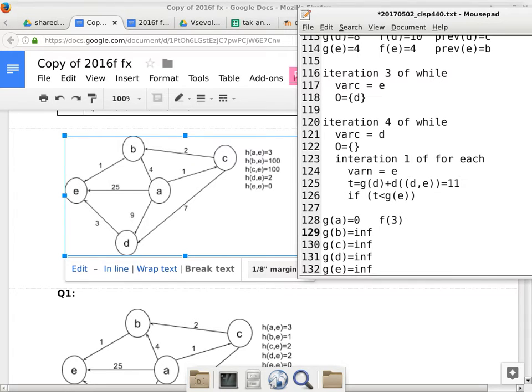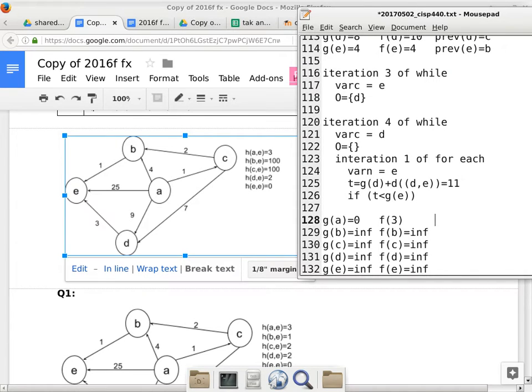All of these other ones are going to be infinity. So G of B is infinity, F of C is infinity, F of D is infinity, F of E is infinity as well.